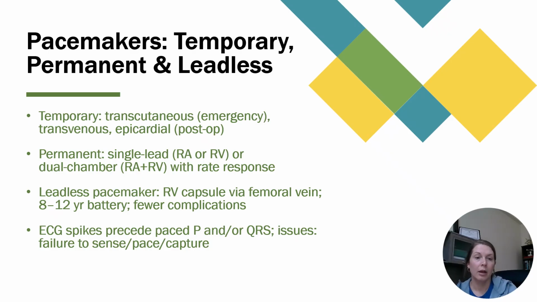Okay. Our permanent pacemakers are either going to be a single lead going into the right atrium or the right ventricle, or a dual chamber going into both. We are going to use pacing for symptomatic bradycardia, if somebody's in a 3rd degree block, and for some tachycardic rhythms, we can overpace them, okay? Or if our patient already has a pacemaker and it is failing to capture, we might need to pace them temporarily.